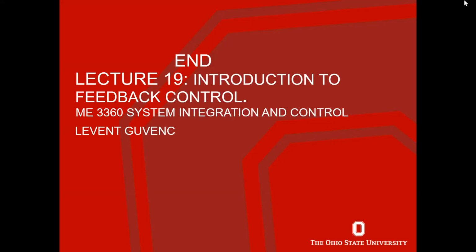Okay. So this is lecture number 19, Introduction to Feedback Control of ME3360. And we are starting the second part of the course. We are finished with system integration, actuators, different types of actuators, how to model them, how to simulate them. Now we are looking at feedback control systems. So this first lecture is going to be an introduction.